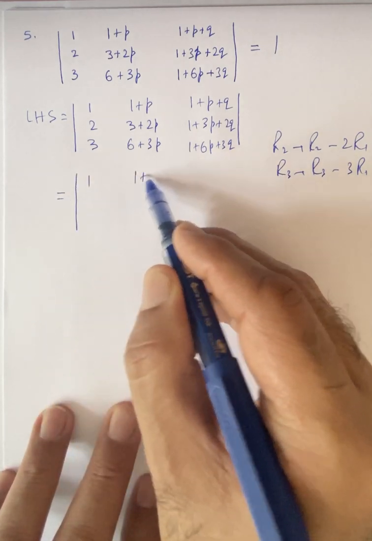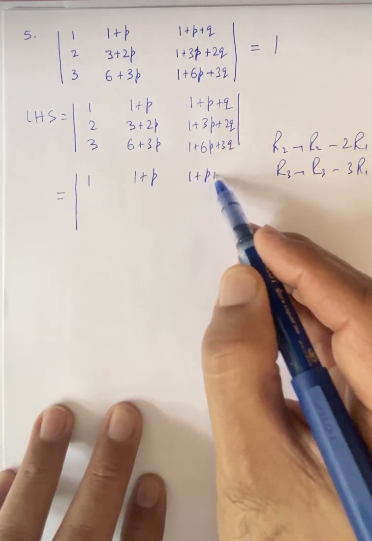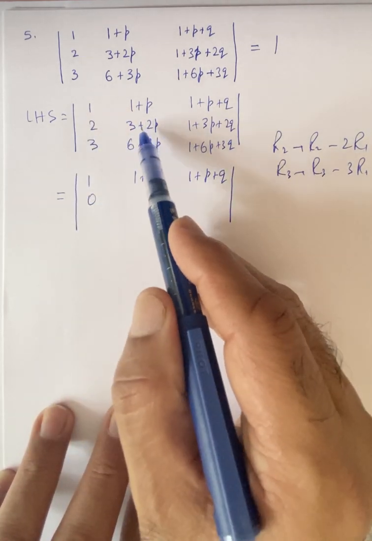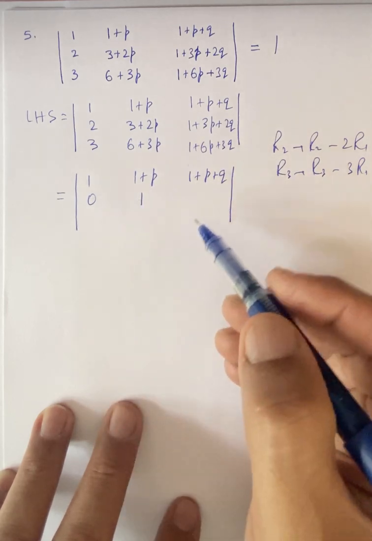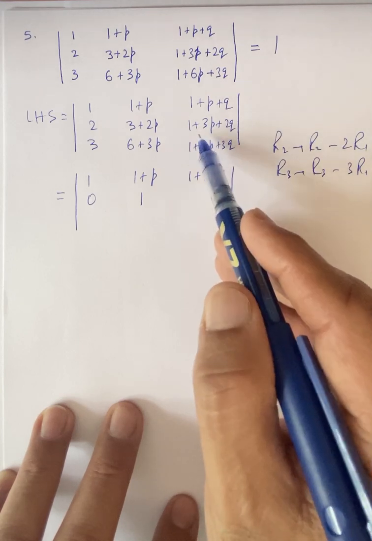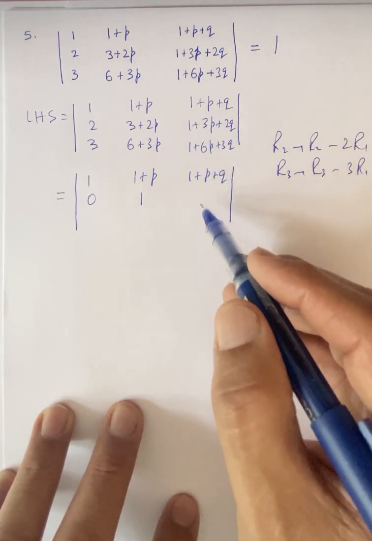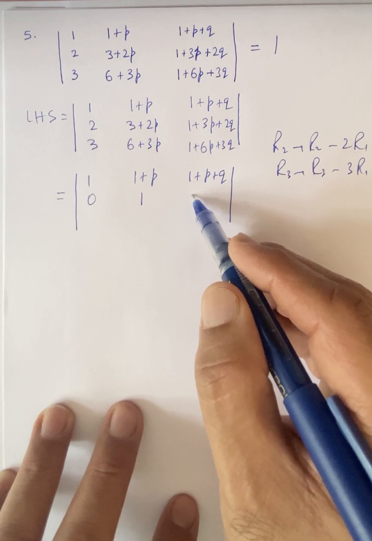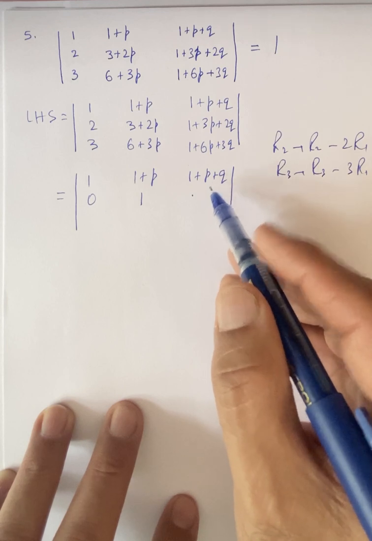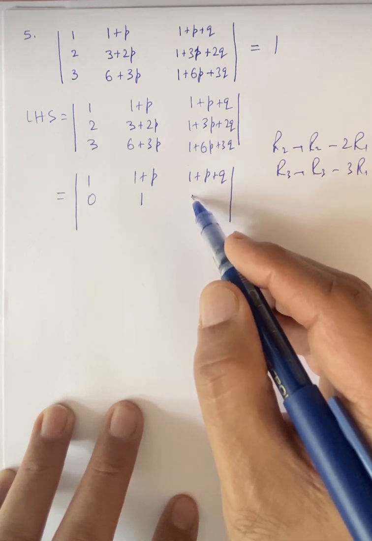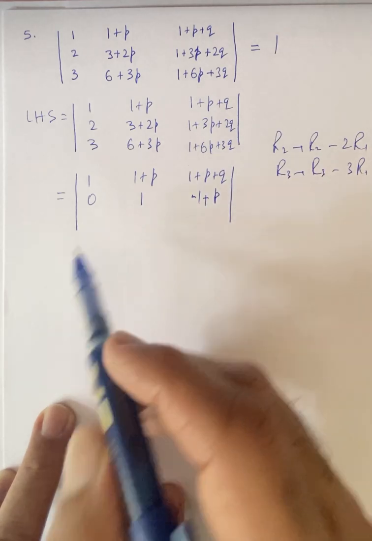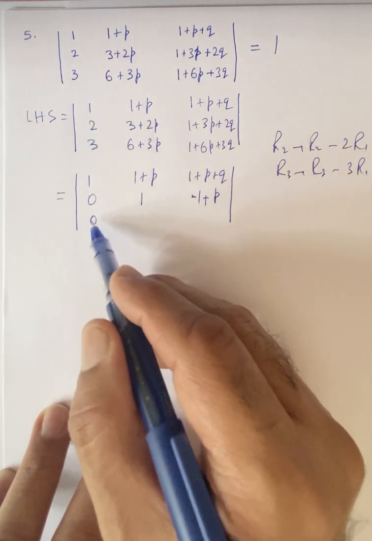So the elements of the first row, where there is no change, we write first. Then this minus twice of this is 0. This minus twice of this will be 1. This minus twice of this, q will cancel out. So this minus twice of this is minus 1, and this is plus p. This minus thrice this will be 0.